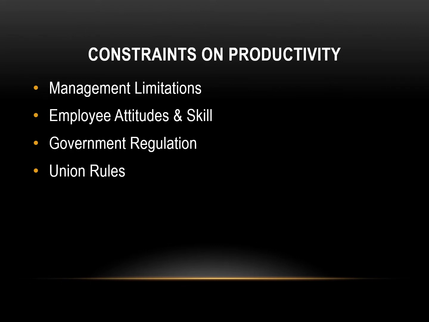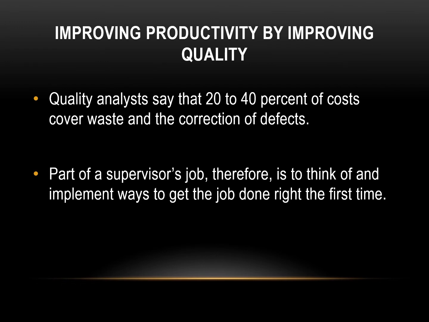Constraints on productivity: management limitations, employee attitudes and skill, government regulation and union rules. Improving productivity by improving quality. Quality analysts say that 20 to 40% of cost covers waste and the correction of defects. Part of a supervisor's job, therefore, is to think of and implement ways to get the job done right the first time.